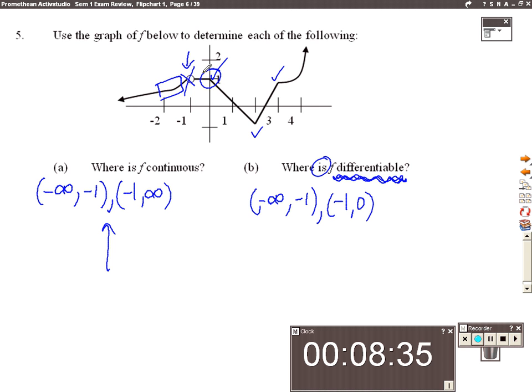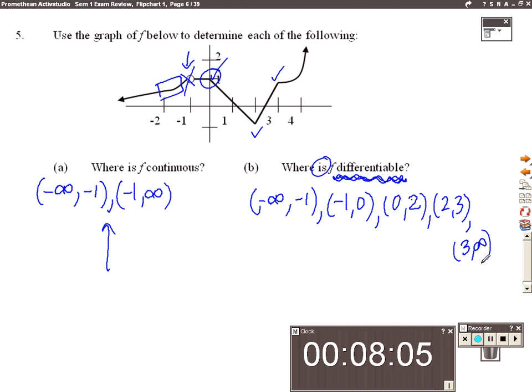Basically, if two segments are coming together, you can consider that as a sharp turn. From 0 to 2, because there's a sharp turn at 2. And then from, what is this? 1, 2, 3. From 2 to 3, because there's a sharp turn at 3. These numbers are a little bit off. And then from 3 to infinity.